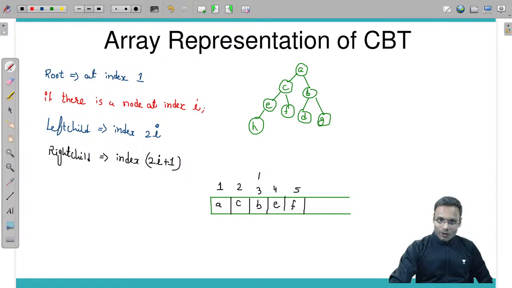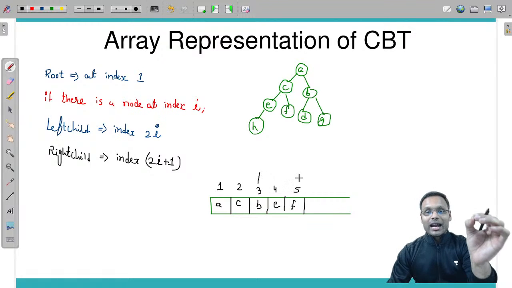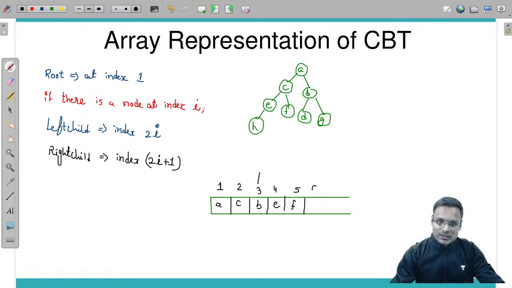Let's talk about this one. Now I am talking about index number 3, element B. Index number 3's left child will be on 3 into 2, which is 6, and the right child on 7. So index number 6 will have the left child of B, which is D, and the right child is G at index 7. One last, at index number 4, you have the element. Yes, you have the element. So its left child will be stored on index 8, and that is H.